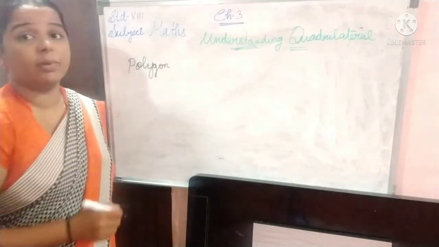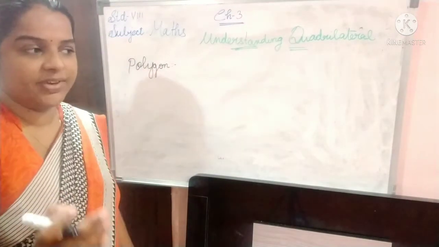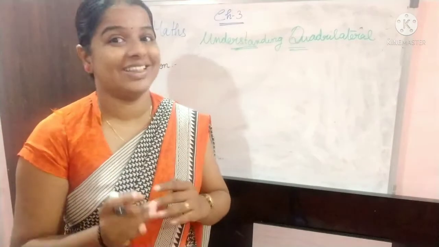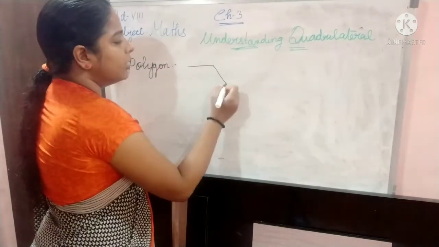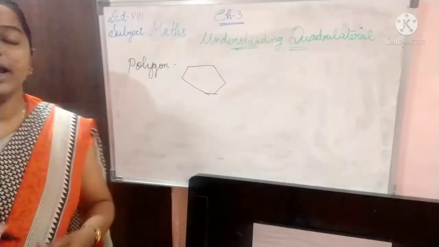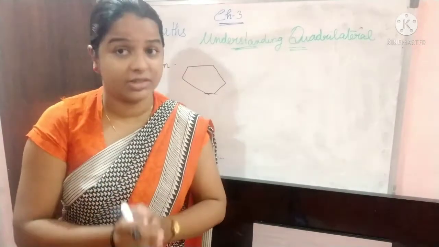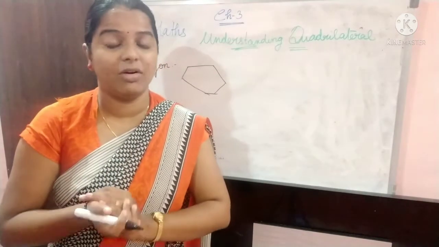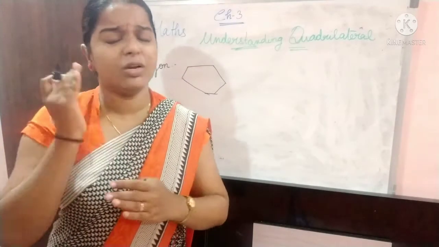Polygon is made up of line segments. Polygon is a two-dimensional figure. Two-dimensional figure means it has length and breadth. Understood? So it is made up of line segments. This we are calling polygon. Understood? And polygon has a minimum of three sides. Starting from minimum, they will have three sides. Then only we are calling it a polygon. Understood? And these polygons are closed figures.